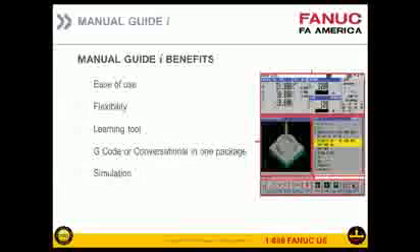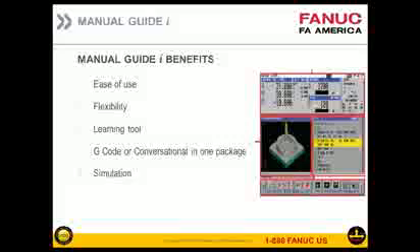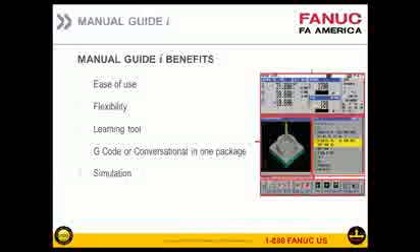Number four, you can put G-code and conversational into one program. You don't have to have separate programs for the conversational or for the G-code. You can mix and match it. You can make a program offline on a CAM system, import it into Manual Guide I, and then you could add a conversational cycle within that. That's a very, very powerful part of this tool.